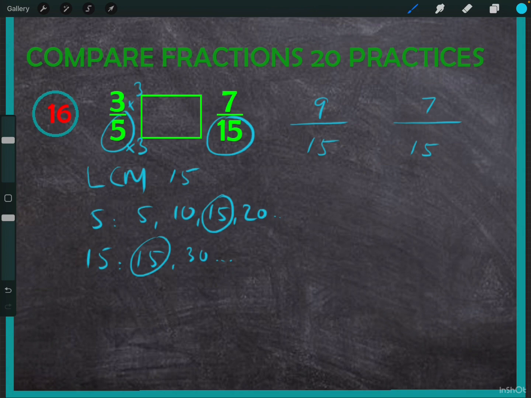Here we have two fractions with the same denominator. To compare them, we only need to compare the two numerators. 9 is greater than 7, so 9 over 15 is greater than 7 over 15, or 3 over 5 is greater than 7 over 15.